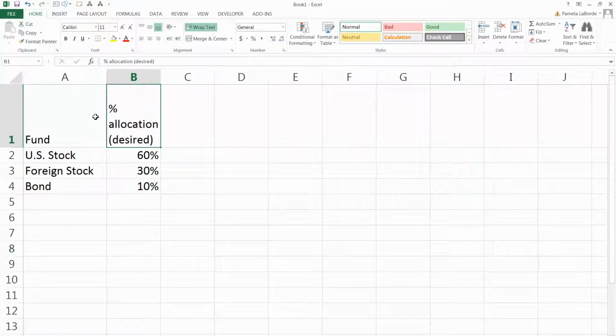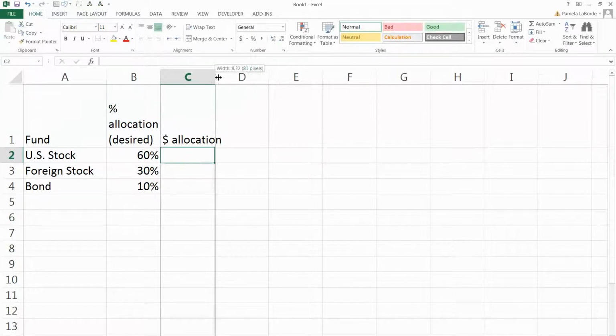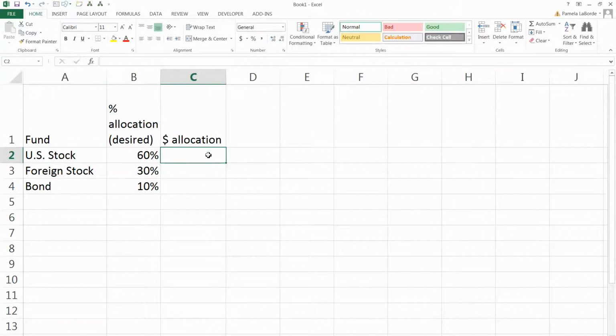My computer is being very slow, so hopefully that won't be much of a problem. So I've got a total of $10,000 that I'd like to put across those 3 different funds. So to get Excel to actually perform a calculation, I need to put what they call an operator in the front. So if that's an equal sign or a plus sign or a minus sign, all those count as operators.